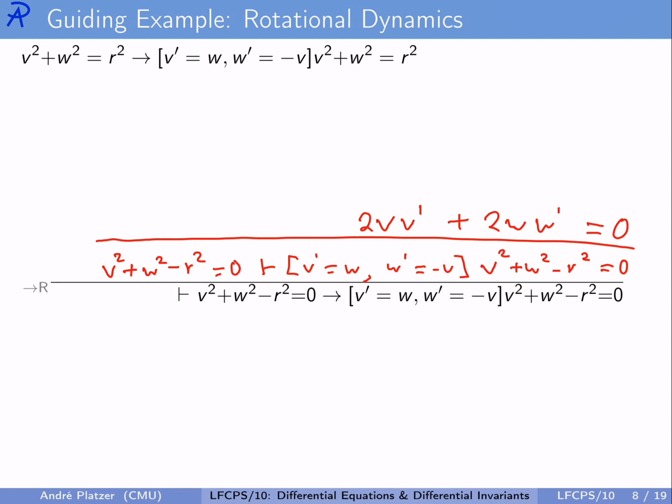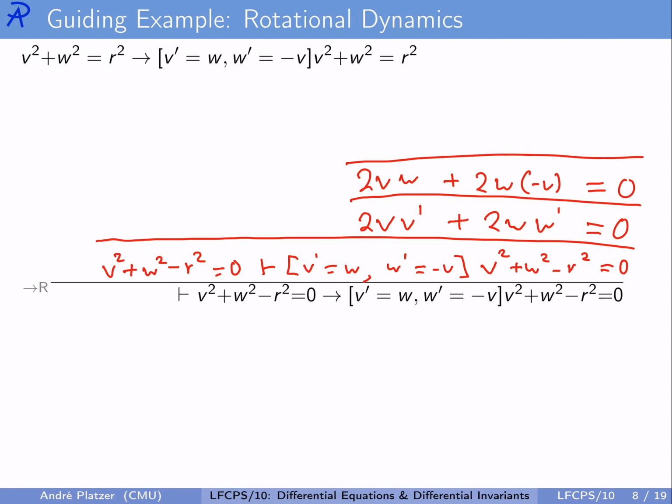I guess I forgot, but it does make sense to write in. What's more natural than writing in w for v prime and minus v for w prime? Let's just do precisely that. 2v times w plus 2w times minus v. That's what we're supposed to show is 0, and oh good, it is. I mean, these two cancel, so the whole thing is 0 equals 0, and that's just another way of saying the whole thing is actually true by real arithmetic.